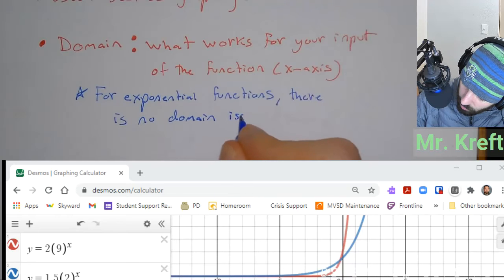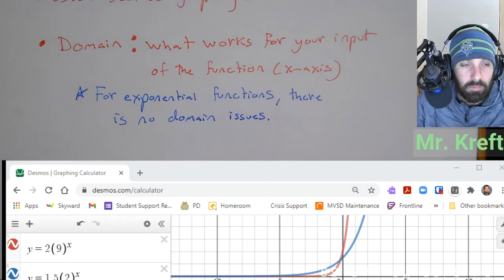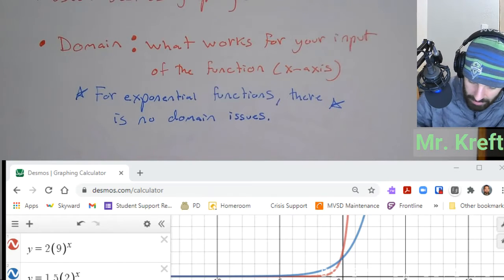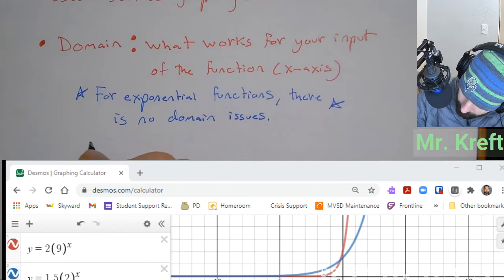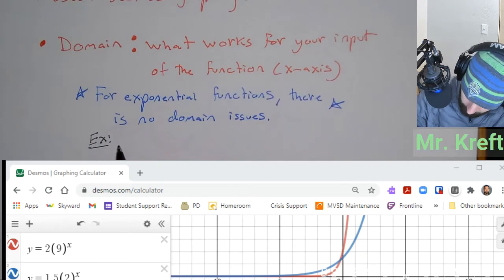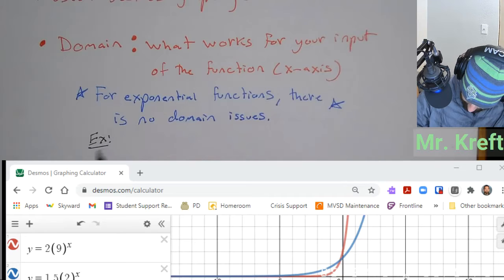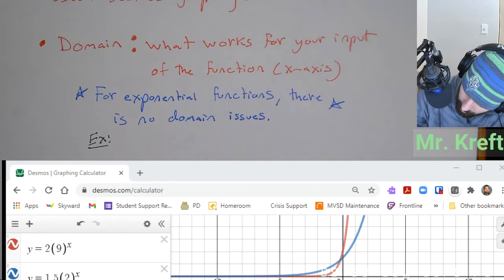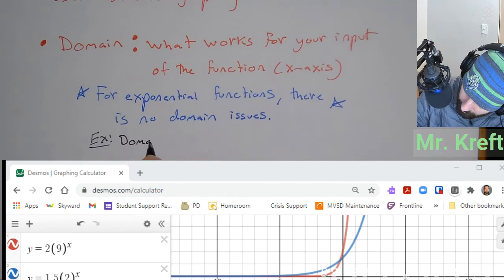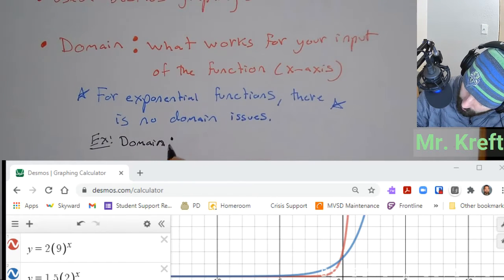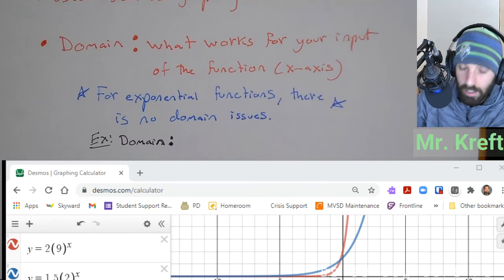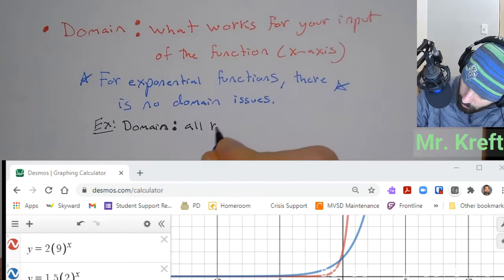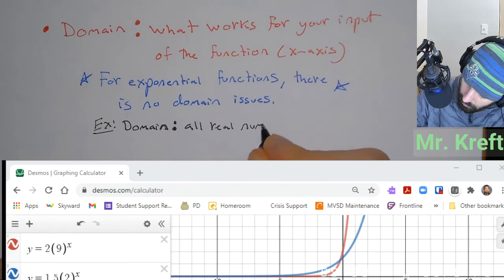Or I should say there are no domain issues. Let's use a simpler word. For exponential functions, there are no domain issues. So what we say is, we say all real numbers. And I just want to check your homework and make sure that's what your homework says. Yep. So we say domain, and then we use the colon. Domain is all real numbers.